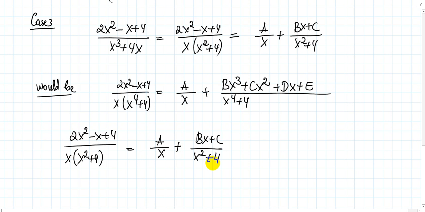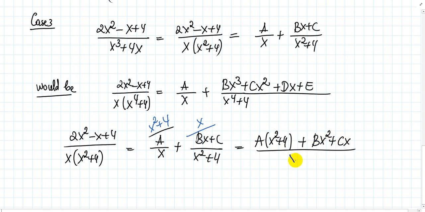So let me give the common denominator. What do I need to multiply for the first term? x squared plus 4. What do I need to multiply for the second term? Simply x, right? Okay. So if you multiply this, what do you have? You will have a multiplied by (x squared plus 4) plus bx squared plus cx, right? Divided by x multiplied by (x squared plus 4), right?